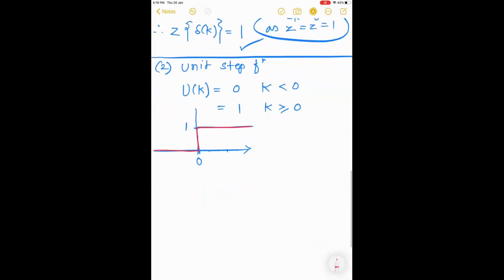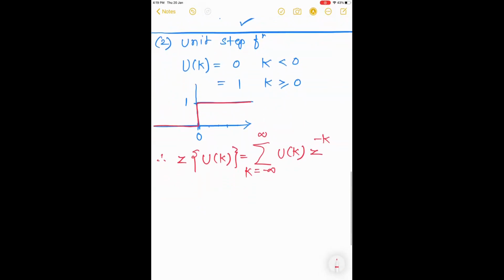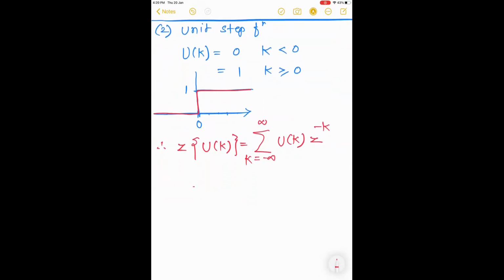Now for this, let us find out what the Z transform is. Therefore, the Z transform of u[k], after putting it in the sequence, is the summation of u[k] multiplied by z raised to minus k, k from minus infinity to plus infinity. What is the series presenting?